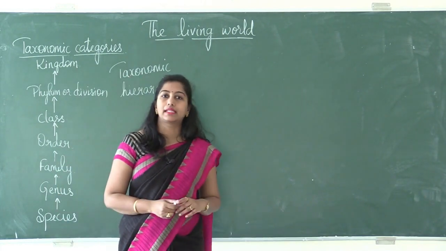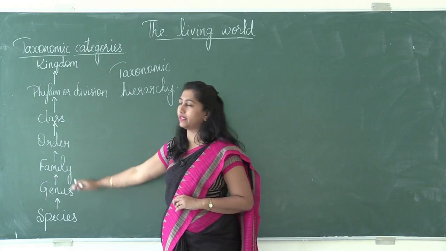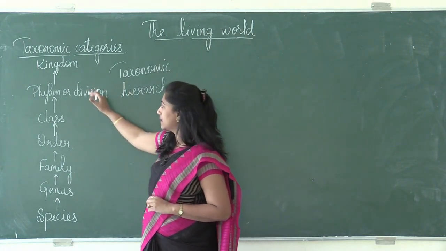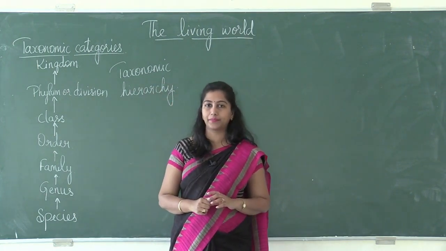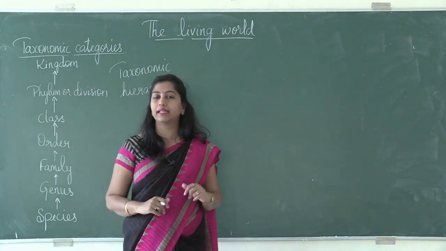It is called the taxonomic hierarchy. So this whole arrangement of different categories, the taxonomic categories, the full arrangement we call the taxonomic hierarchy. To know each category, we'll study one by one in detail.